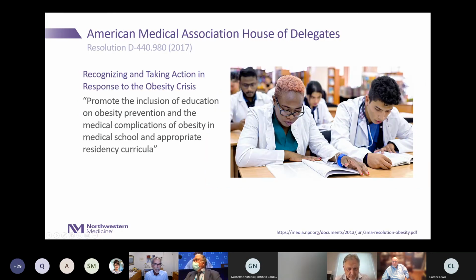The American Medical Association House of Delegates did prioritize this. It's not as powerful an organization as it used to be decades ago, but they did highlight the importance of teaching obesity in medical school, and they have a whole range of resources on their website now because of it. AMA does not go in and teach it, but they do have resources available, which is very, very helpful. And that was in 2017. Next slide, please, Corinne.